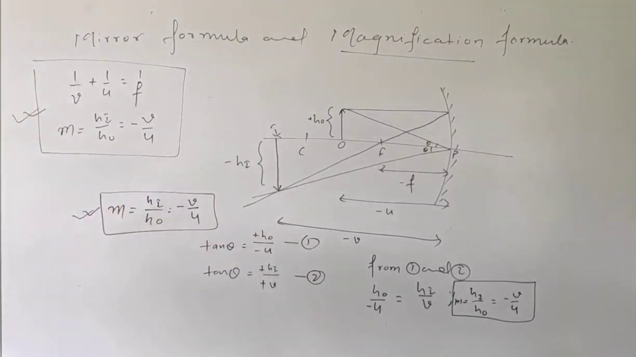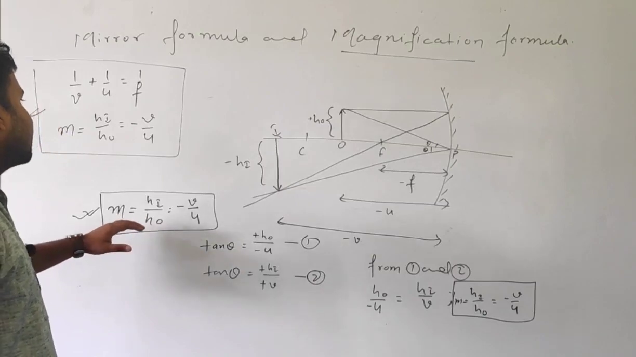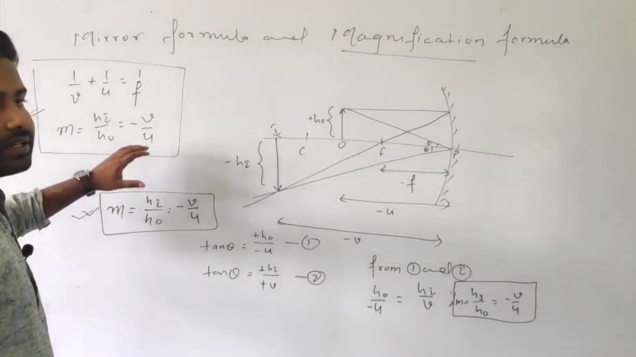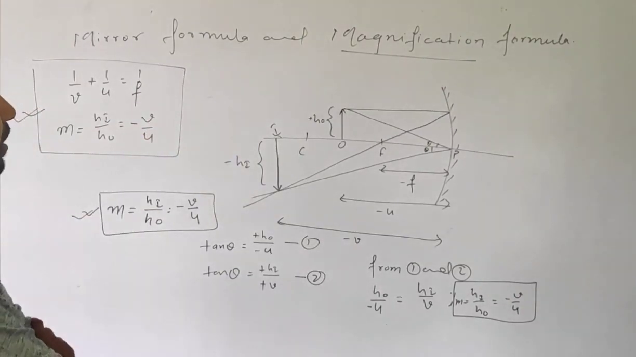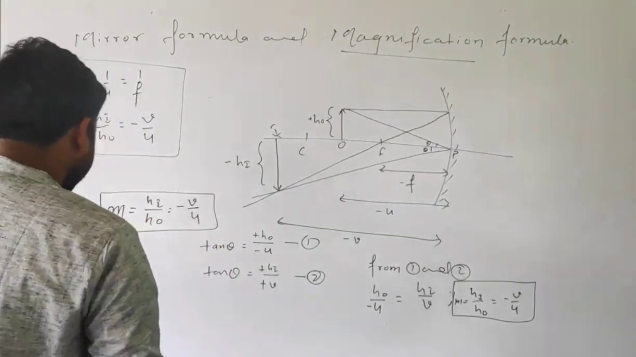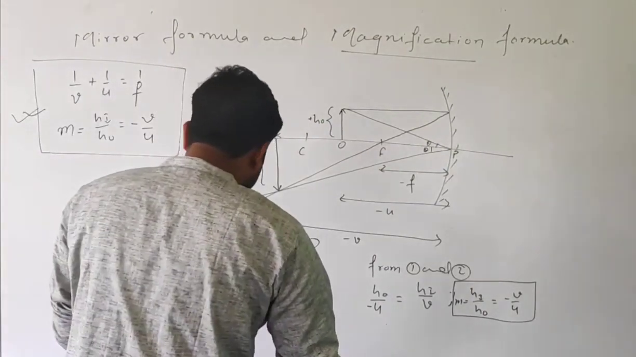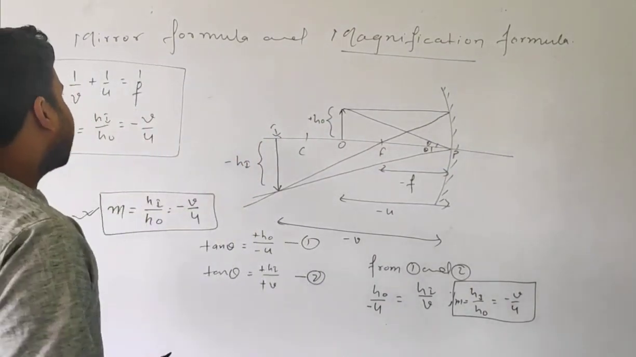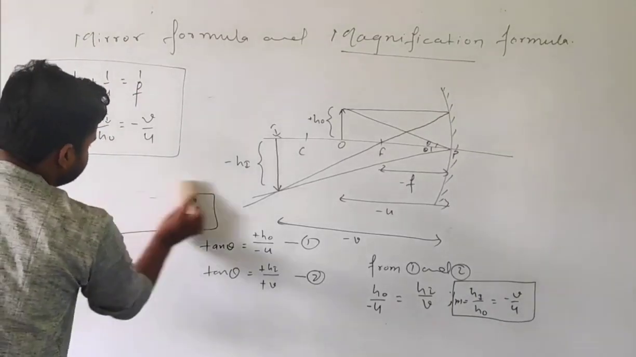Generally the CBSE board asks questions based on this formula, a mixture where you have to use this formula as well as the mirror formula. So this is the magnification formula, very simple. Okay students, now I am going to discuss the mirror formula, or the derivation of the mirror formula. I suppose you all have noted it down.